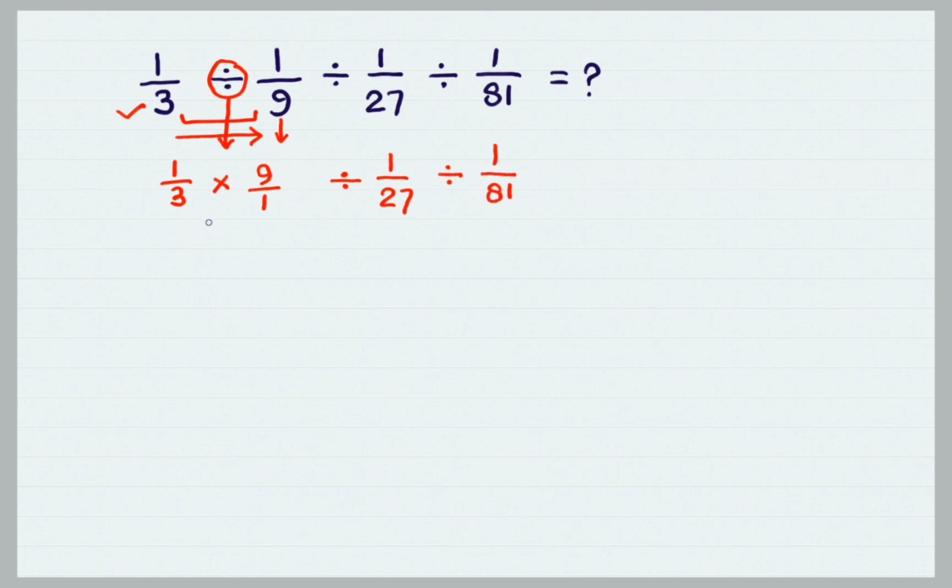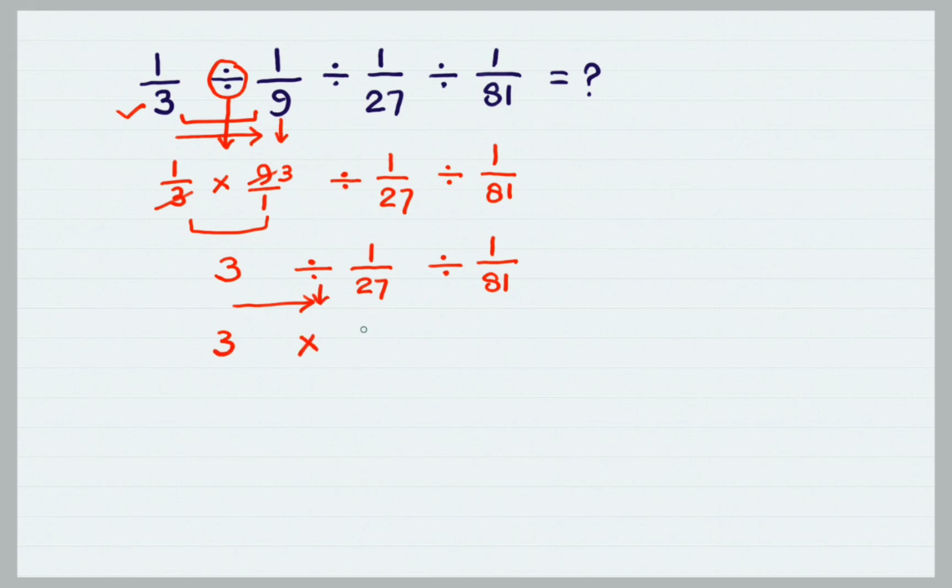So now, 1/3 times 9 will be 3, divided by 1/27 divided by 1/81. Now, again, we have to move from left to right. So 3 is kept as it is, division is changed into multiplication, and 1/27 is flipped. So 3 times 27 will be 81, divided by 1/81.